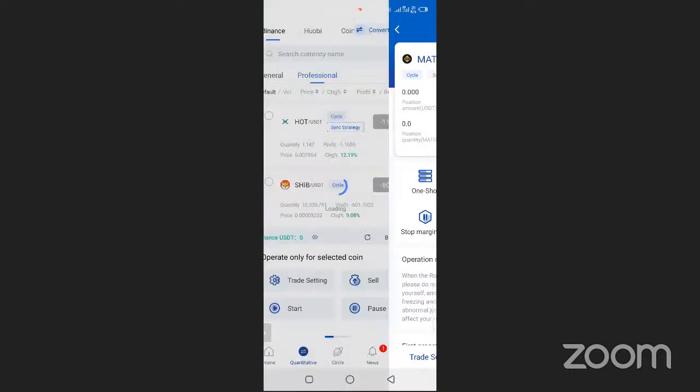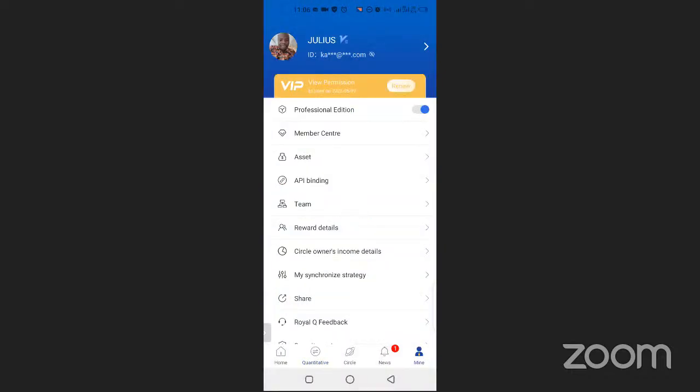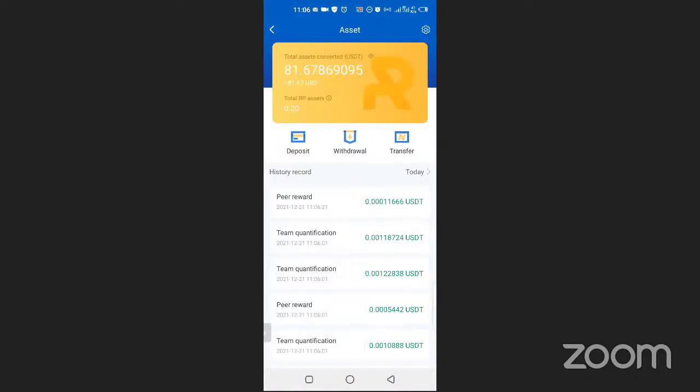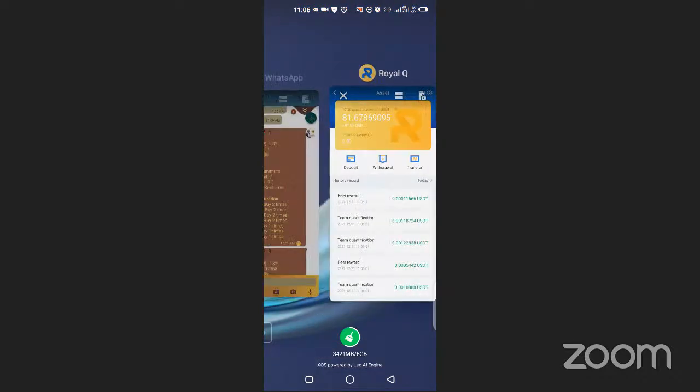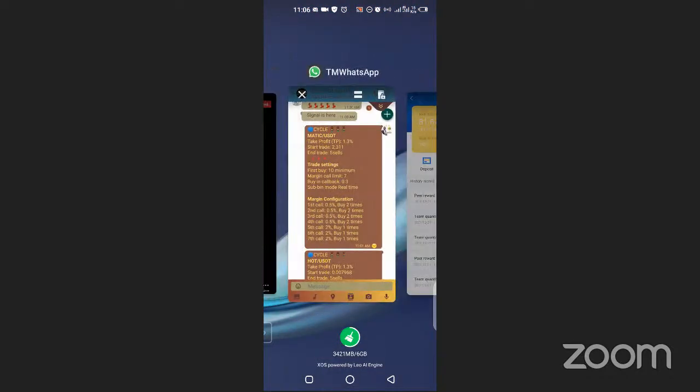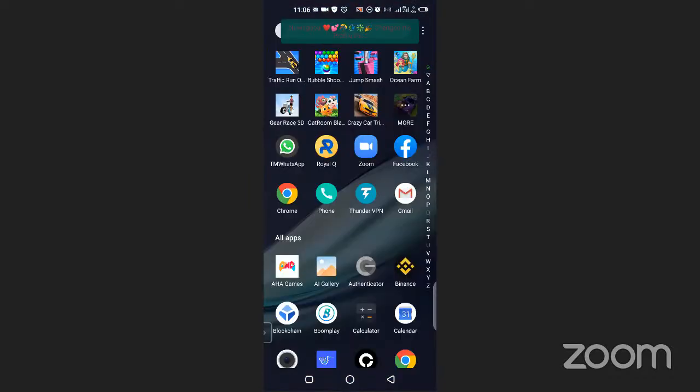So what do I do? Come here. Okay, I'm not withdrawing. I've already withdrawn some money. Okay, let me try to do this trade. Let me get some USDT here. Sharp, sharp. So that I show you. Just for learning purposes, let me get some USDT.